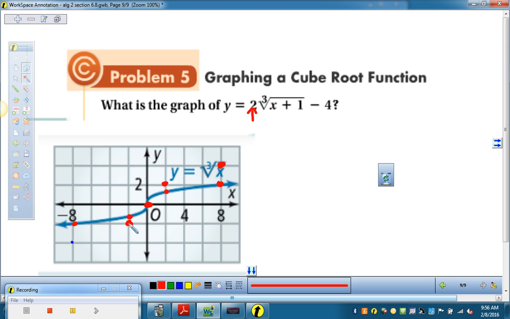Same thing down here. And I'll do it in dash because this is not the final. But that is the one that we need to now shift. And how does it shift? Left 1. And what's that one do? Down 1. Down 4.